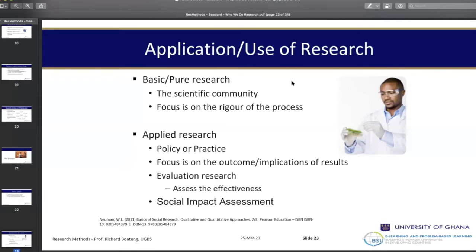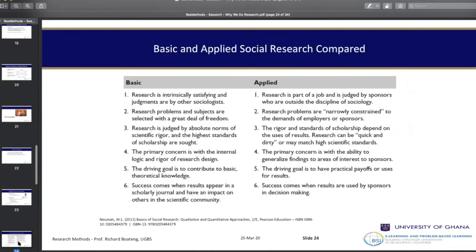So you have applied research, you have got pure research or basic research. So as I mentioned earlier, applied research, the objective, success is determined by the sponsor, if he's able to use it for decision making. But with basic research, success is determined if the results appear or are published in a journal, or others in the scientific community accept it and say that it's a job well done.